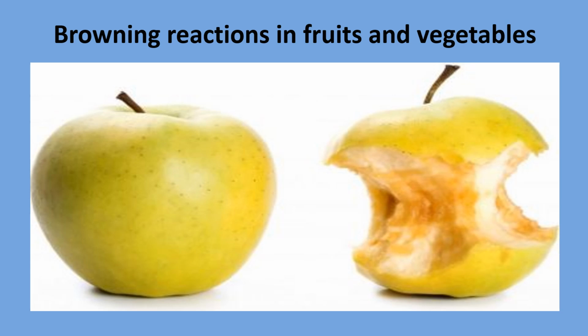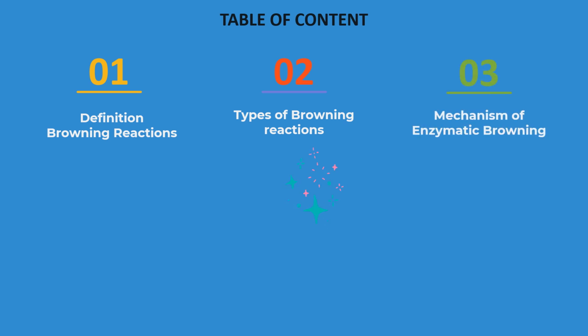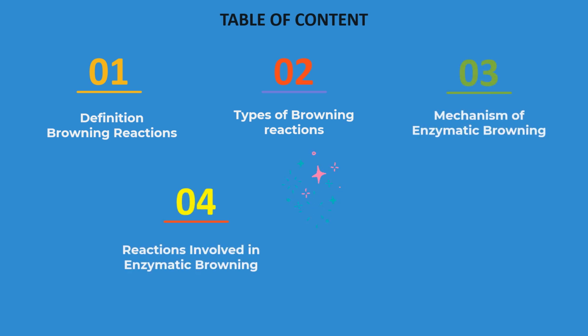Browning reactions in fruits and vegetables. Let us discuss this topic under the following subheadings: definition of browning reactions, types of browning reactions, mechanism of enzymatic browning, reactions involved in enzymatic browning, and methods to prevent enzymatic browning.